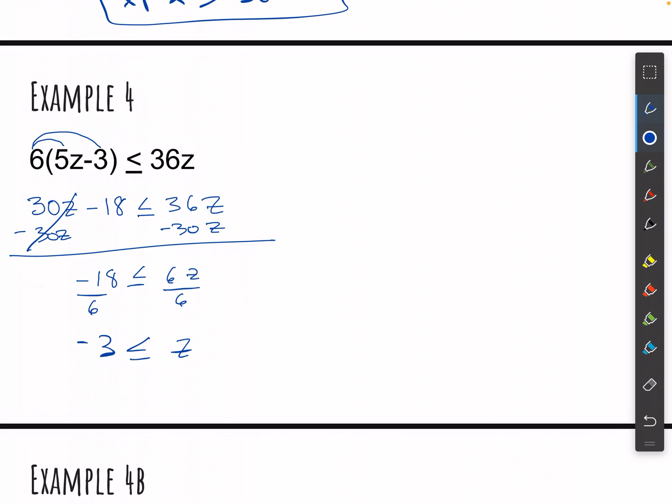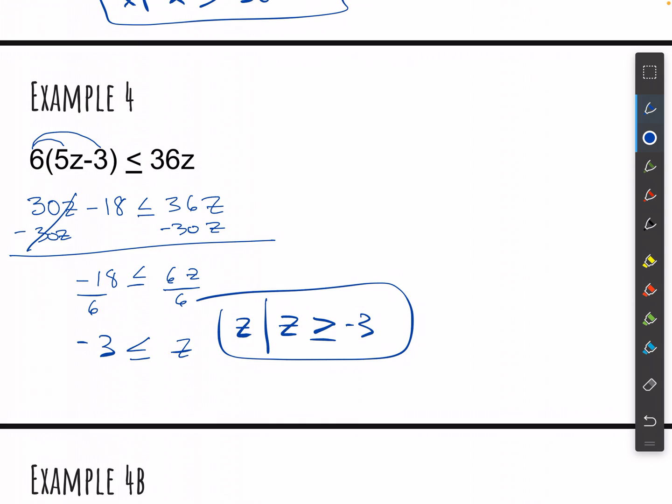Don't change the inequality because you did not divide by a negative. Okay, make sure that that is clear in your brain there. So here, if I want my z on the left, okay, the alligator has to continue to eat that, right? So I have the z values where z is greater than or equal to negative 3.